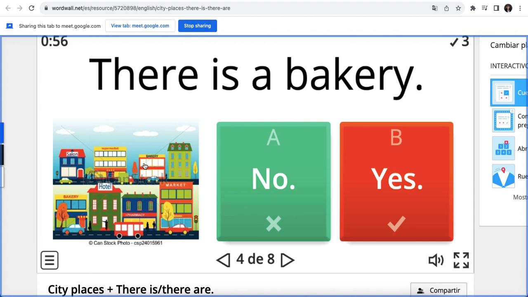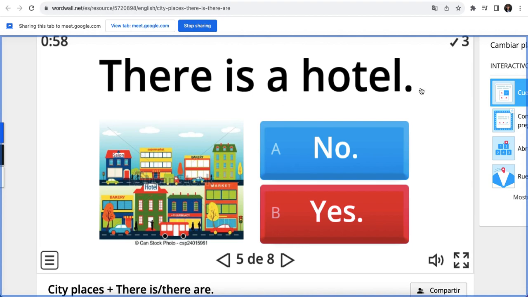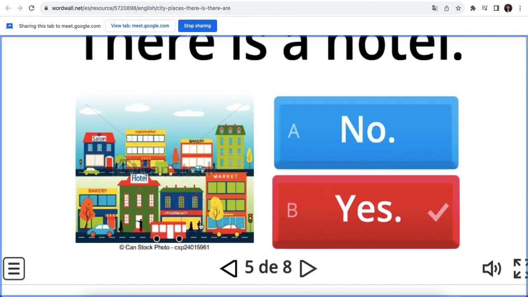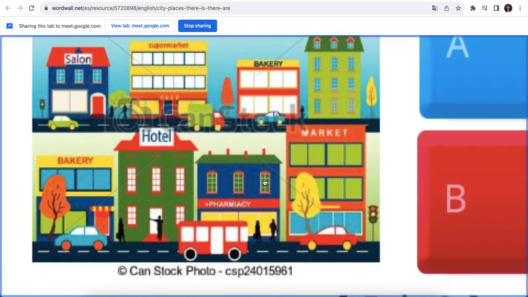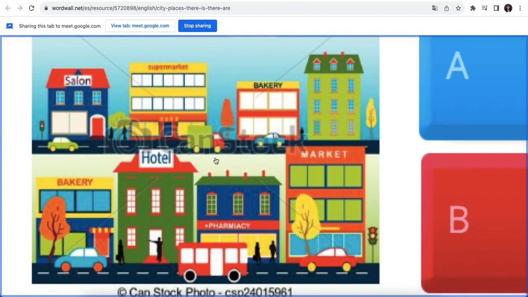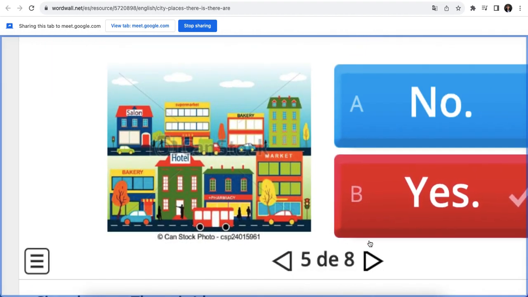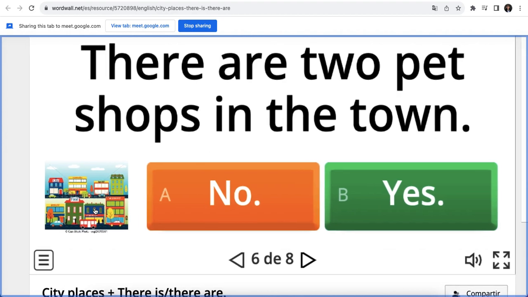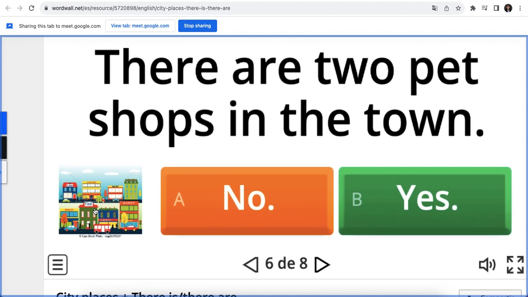Pero si hay dos, también hay una. There is a hotel. Yes. There are two pet shops in the town. A las que llegaron un poquito después, estas las ampliamos, ¿cierto? Aquí miramos salón, bakery, supermarket, bakery. Market, pharmacy, hotel, ¿sí? Y ya la que nos están preguntando aquí es, there are two pet shops in the town. No.